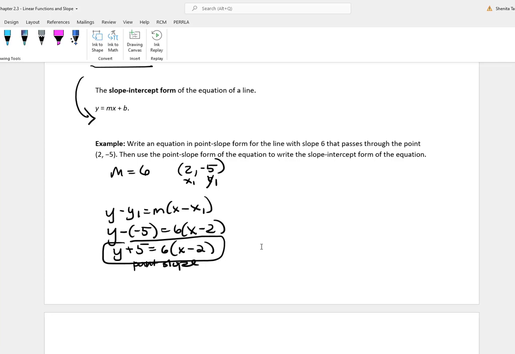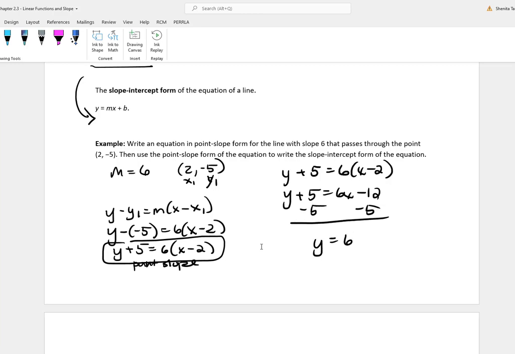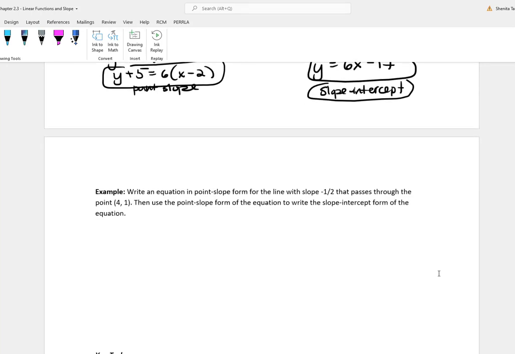So now what we're going to do is solve for y to get the slope-intercept form. So I'm going to multiply this out over here on the right. We get 6x minus 12. And then we're going to subtract 5 from both sides. I get 6x minus 17. So this is the slope-intercept form. So when you do your My Math Lab, it may ask you to write it in a specific way. So it may ask you to do it in point slope form, or then they tell you to write it in slope intercept form.